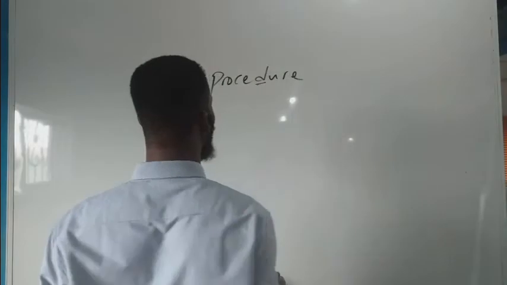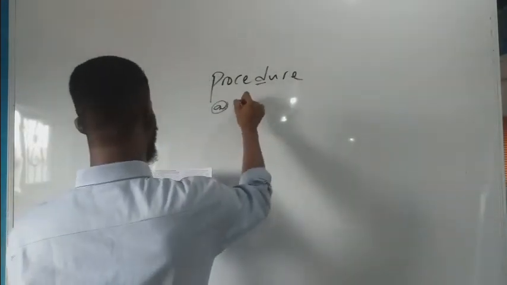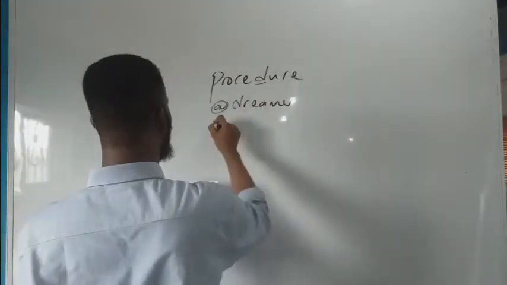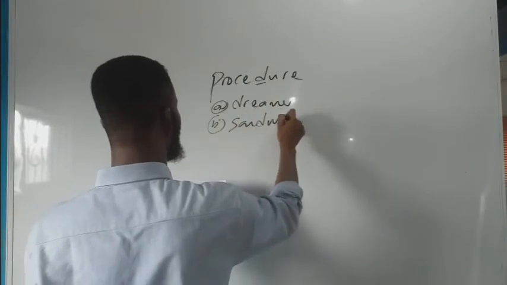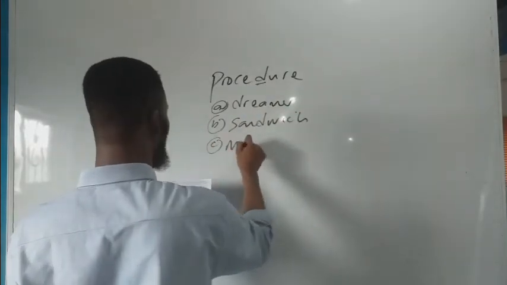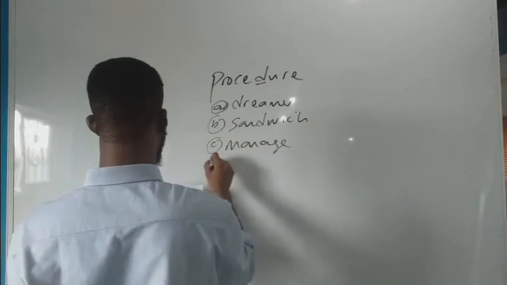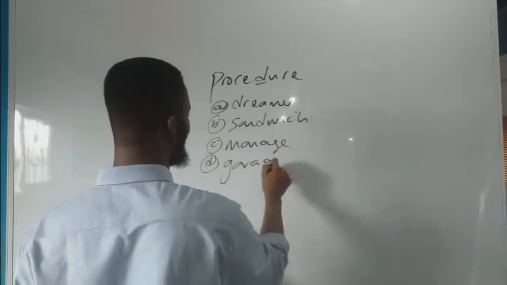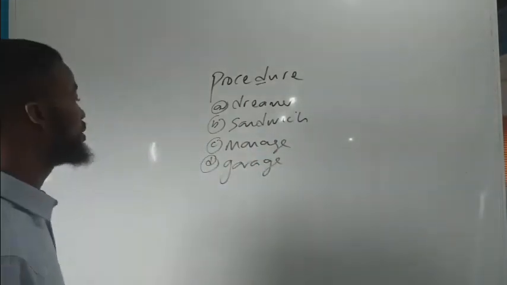Procedure. We have this. Option A, we have dreamer. B is called sandwich. Option C is called manage. And option D is garage. What do you notice? We are looking for the D.